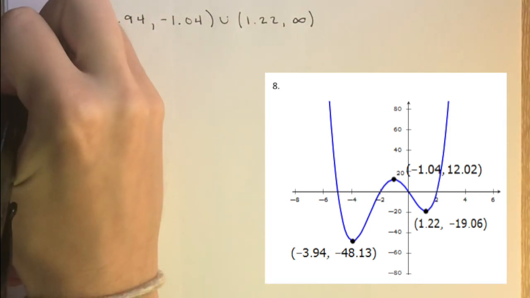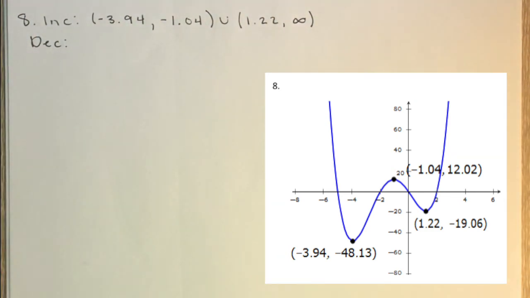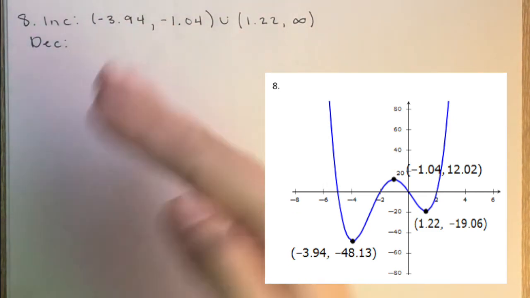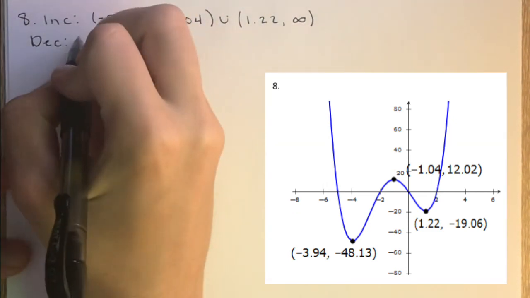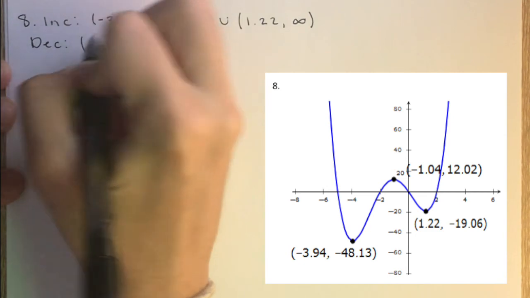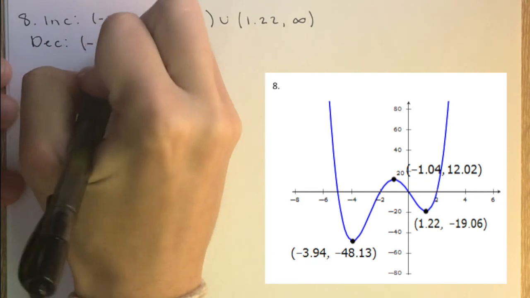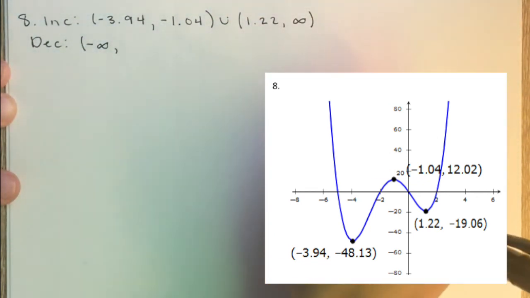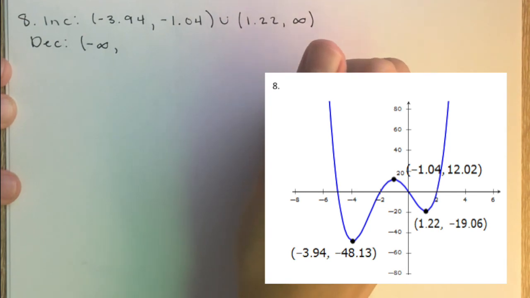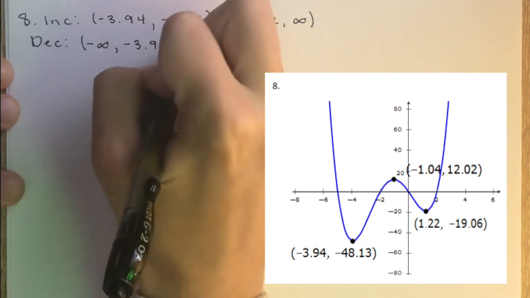Great. Where are we decreasing? Take a second, identify where we're decreasing. The parts of the graph where we're decreasing should be sort of sloped in this way. So that's that first chunk on the very left. So where does that interval start? Well, we're coming from off the graph, so negative infinity, all the way to, again, that lowest point on the graph, which we will identify with its x value, negative 3.94.